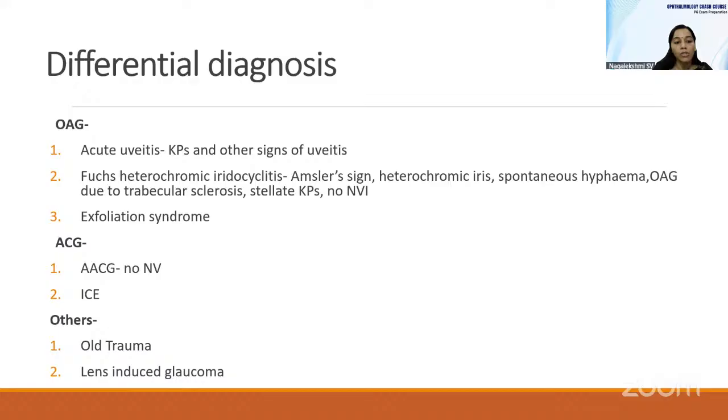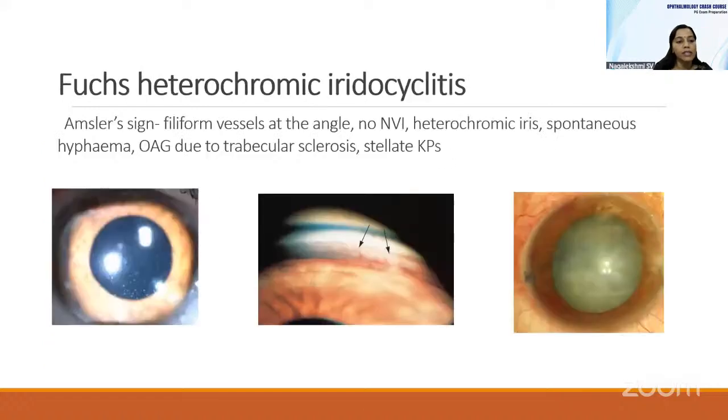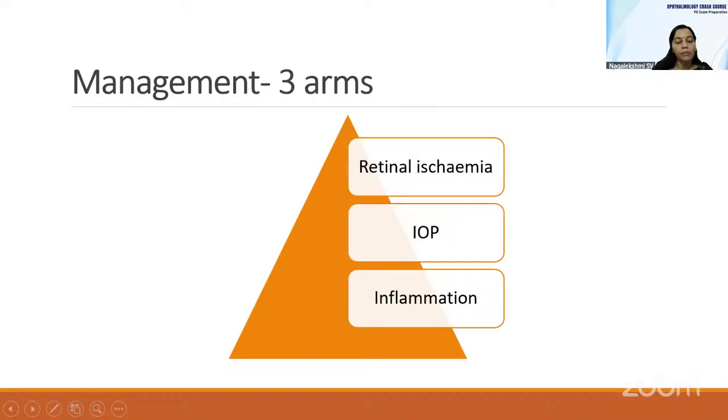Again, acute angle closure glaucoma could be a differential when it presents as a closed angle stage. Both come with a stormy course. However, again, the absence of neovascularization helps in differentiating it from NVG. As I said before, the stellate KPs, presence of filiform vessels in the angle and Amsler sign kind of easily confuse it with NVG. So coming on to the management of neovascular glaucoma, it has three main arms.